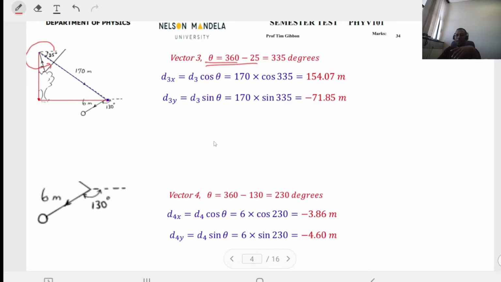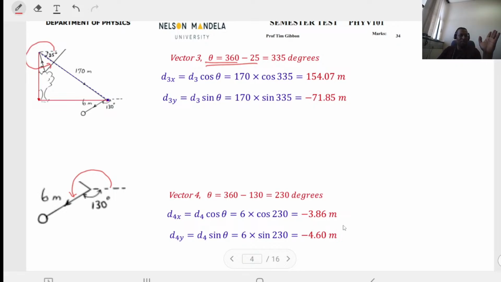Then done. The last path is from that point down 6 meters. The angle given is that one. My vector should be measured from the x-axis all the way there again. Therefore, you could see this angle is 130 degrees. If you make a circle, it's 360 degrees, but 130 away, therefore you have 230 degrees. Again, put your calculator together. This is 6 meters, the hypotenuse. The x component is d4 cos theta, and the y component is d4 sin theta. Then I put together, these are my answers.